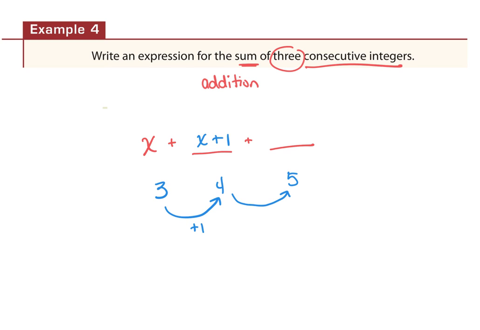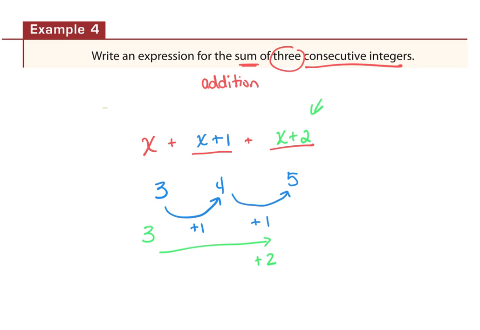5. What did you do from 4 to 5? You added another one. But what did you do from 3 to get all the way to 5? You add 2. There you go. So what is this last guy right here? X plus 2. There you go. Wow. That is the sum of 3 consecutive integers.